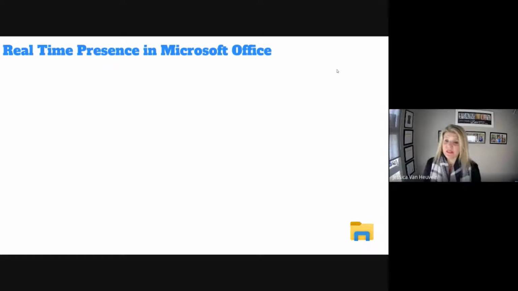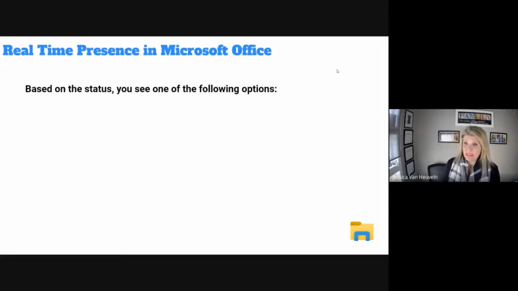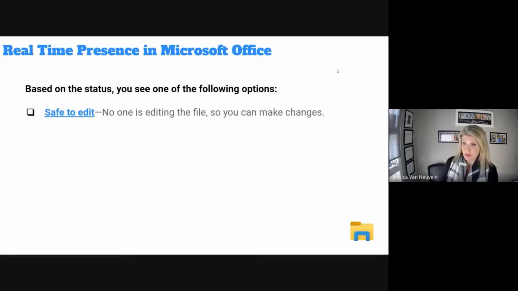So now what you know is how do we work together, right? We know two heads are better than one, and we want to collaborate. But this is where you need to understand the concept. We have the option of real-time presence in Microsoft Office. Based on your status, you will see the following options. We're just going to break it down in a scenario for you, okay?